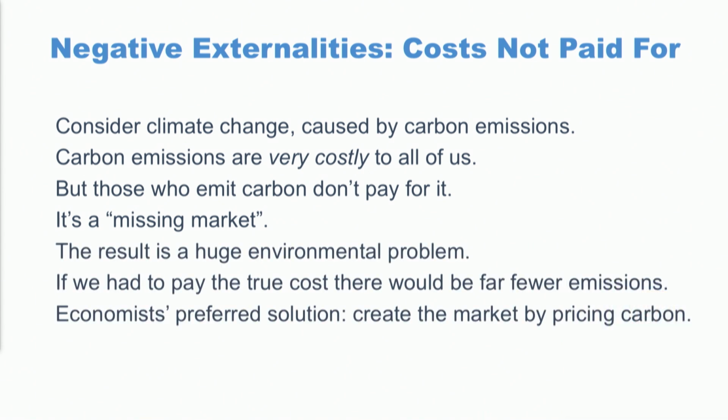The result of that is that we have a big environmental problem with climate change, and economists like to think that if we did have a market, or if at least we made people pay the real cost of what their carbon emissions are doing, there would be a lot fewer carbon emissions, and that would ameliorate or solve the problem. So the standard economic solution is to create the market that's missing by pricing the carbon emissions. And so economists like to calculate what they think the correct cost of carbon emissions should be, and then impose that as a tax.